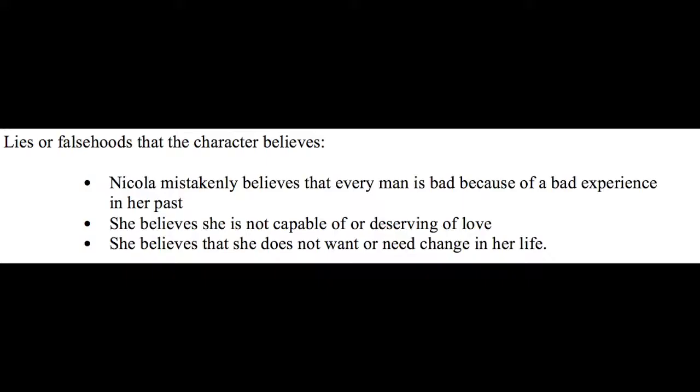So the next bullet point lies in their misinterpretation of the world. Now this one can be a little bit hard to explain, but I'm going to give it a go. So think of it as the falsehood that the character believes, which is holding them back. So for example, Nicola sort of mistakenly believes that every man is bad because she's had a bad experience in her past. She believes that she's not capable or deserving of love.